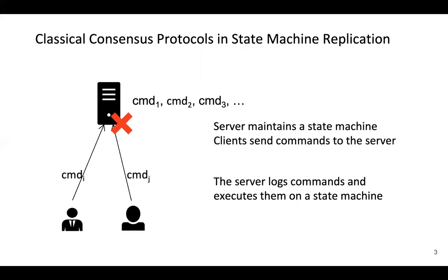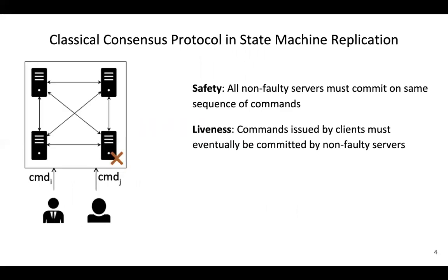To address this issue, we replicate the state machine on a group of servers. The group of servers must act as a single non-faulty server and must provide a consistent interface despite some nodes failing, either by crashing or performing arbitrary actions.